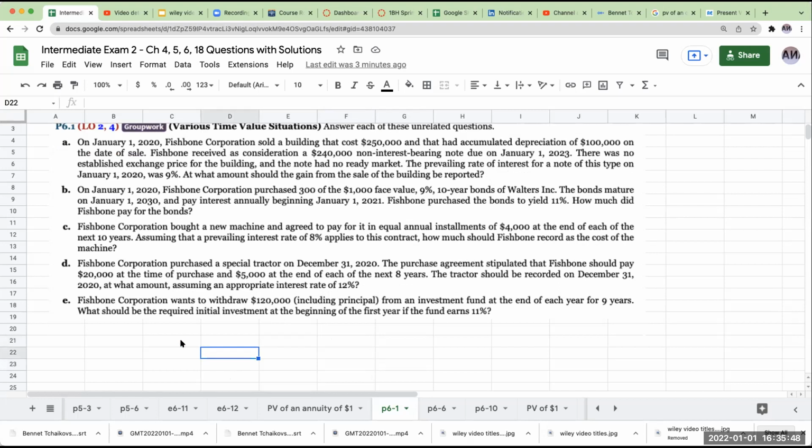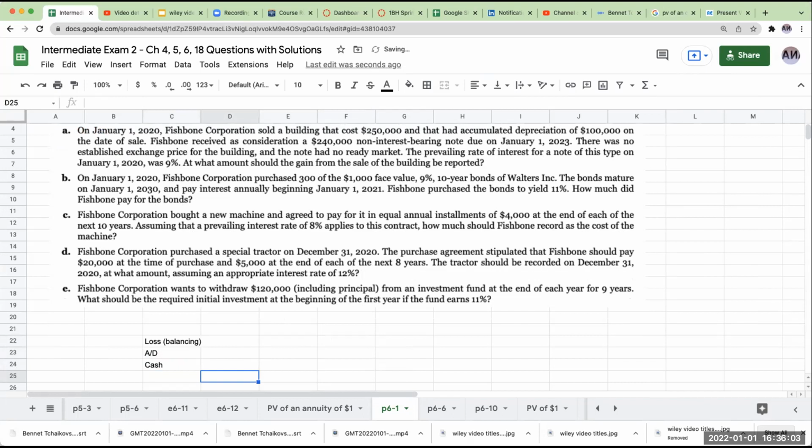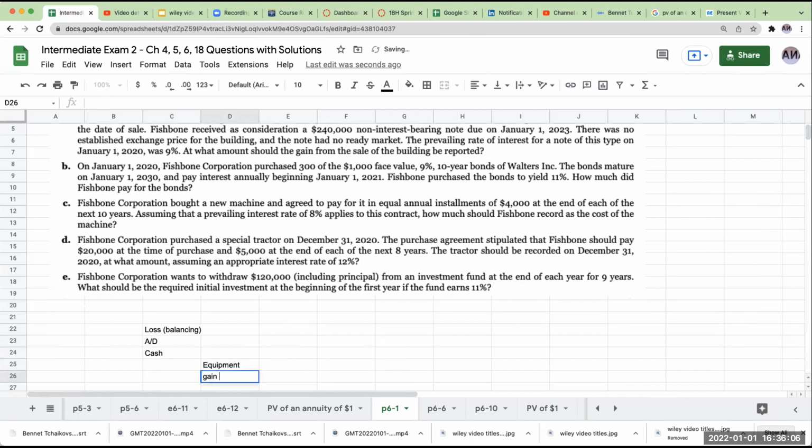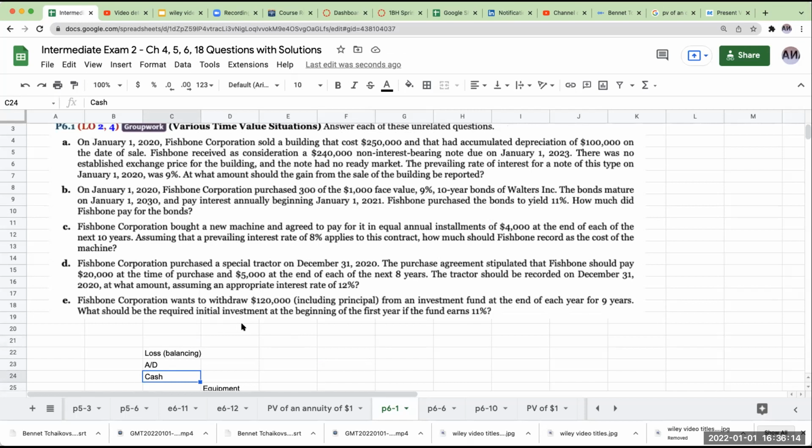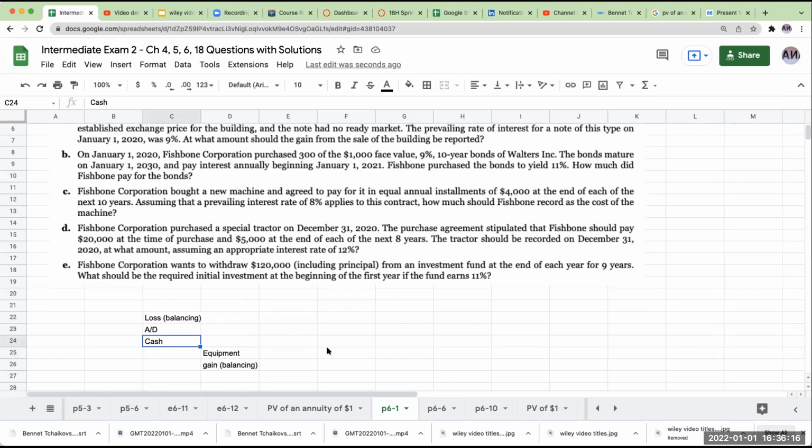Okay, so the first thing we're going to do when we compute a gain or a loss on the sale of an asset is have a loss, balancing, accumulated depreciation, cash. In this case, it's going to be a note, equipment, and we're going to have a gain, balancing. Instead of getting cash, we're essentially going to be getting a note receivable. But this is a very important equation when we're recording the disposal of equipment.